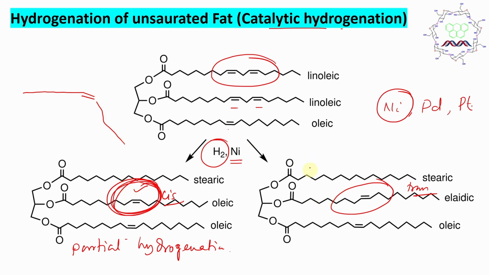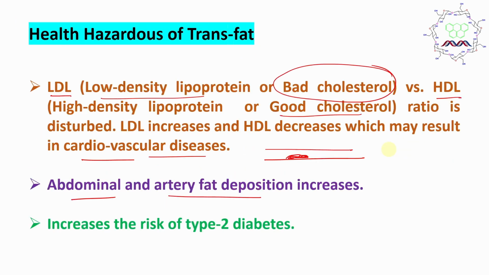Whereas if you look at trans, this is trans, this is another case of trans. Their interaction, the proper overlap, is more, so that's why you may expect the melting point is more in case of trans. That's why if you look at this trans fat, they are actually solid compared to the cis one.